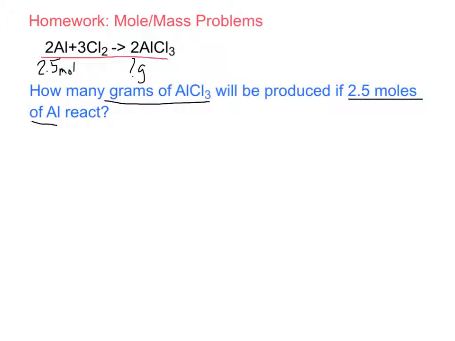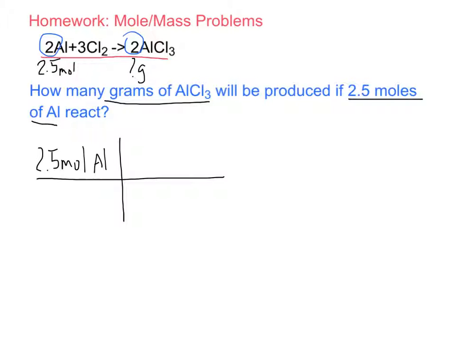So just like any problem, I start with my given. So my given will always be 2.5 moles of aluminum. Now I'm going to grams of AlCl3, and I have moles of aluminum. So my first conversion is I want to go from moles of aluminum to moles of AlCl3. In order to do that, I'm going to use the mole ratio. So my mole ratio comes from the balanced equation. So I know that my mole ratio is 2 aluminum to 2 AlCl3. So that's what I'm going to use as my conversion factor.